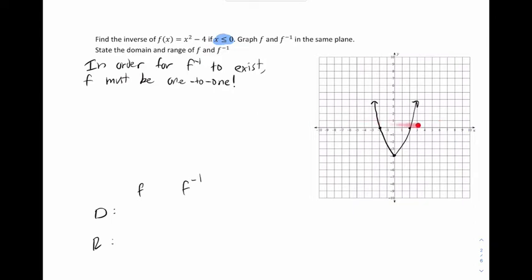Because currently this definitely fails a horizontal line test. But if I limit it to this domain, I can get rid of this part. And now this is okay. That will pass horizontal line test and I can do the inverse.